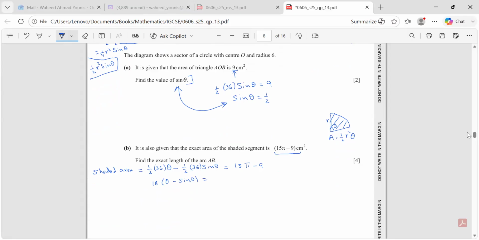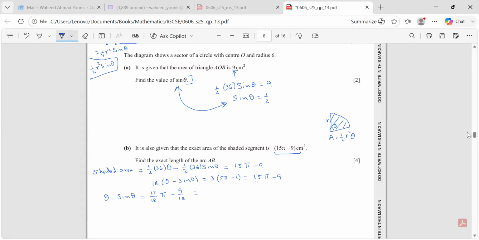Okay, and this is equal to, from here if I take 3 outside, it will become 5 pi minus 3. Okay, so I don't have to take it out, leave it inside. So if I leave it as it is, 15 pi minus 9. Okay, now I divide by 18 from both sides. So this will become theta minus sine theta is equal to 15 over 18 into pi minus 9 over 18, right?